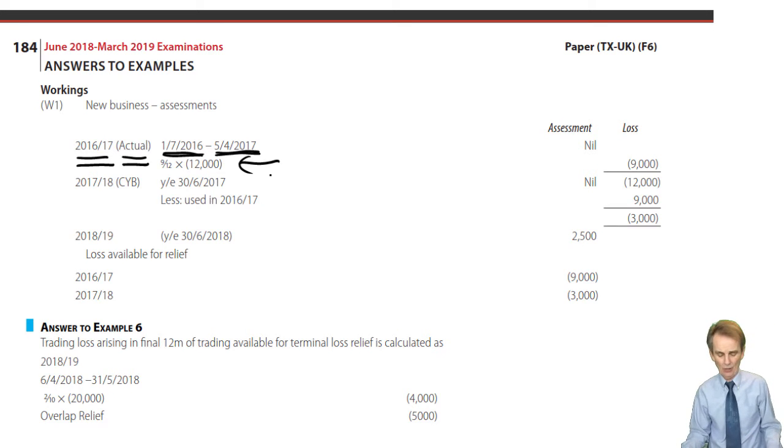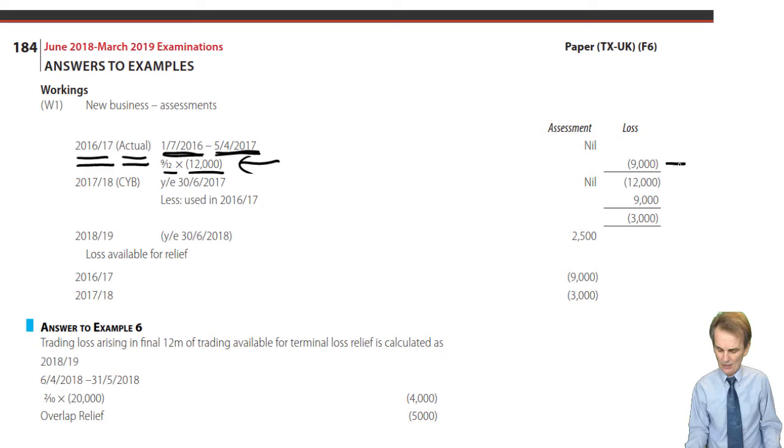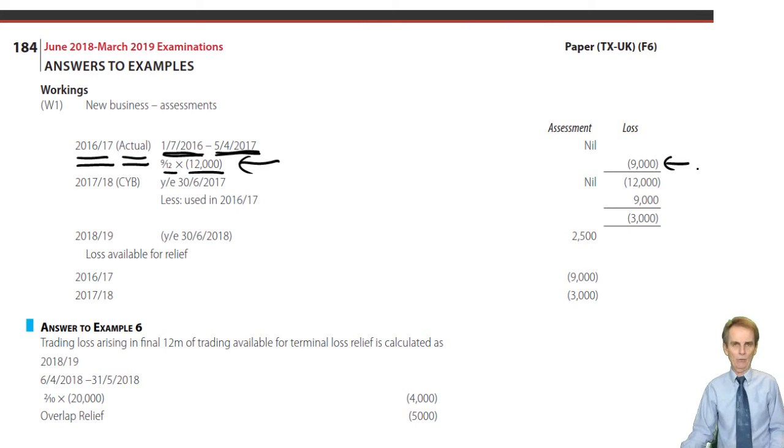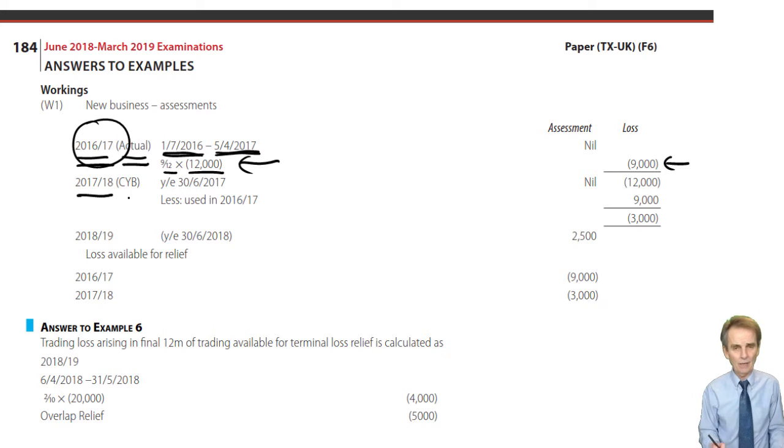So from 1st of July through to 5th of April is 9 months, and that 9 months is out of an opening accounting period, which was the full 12 months. It was a year end. So we take 9/12 of that 12,000 loss, giving us a £9,000 loss available for relief there in relation to the 16-17 tax year.